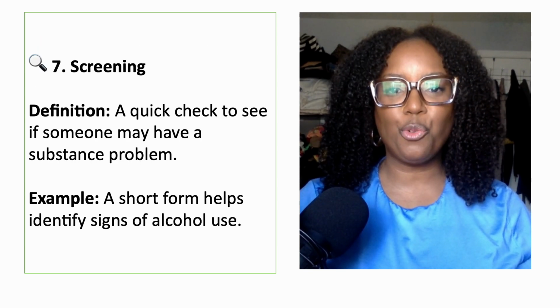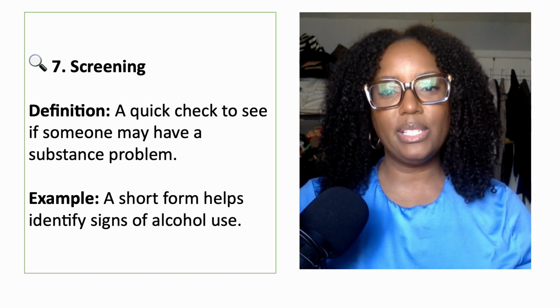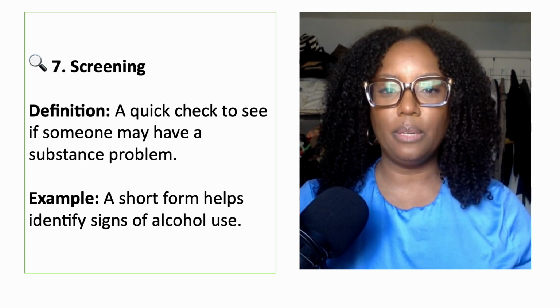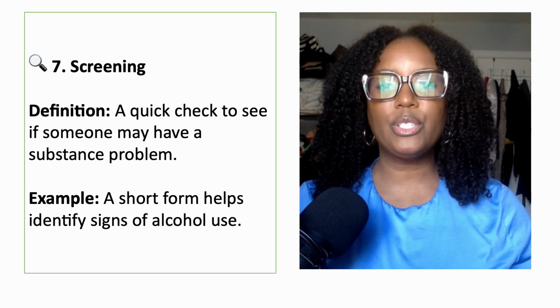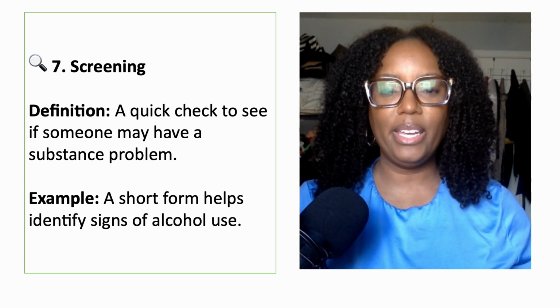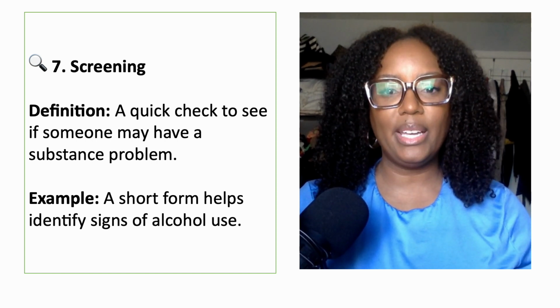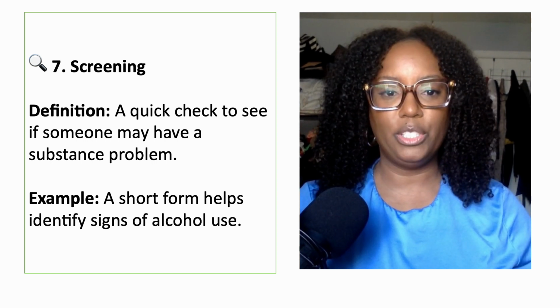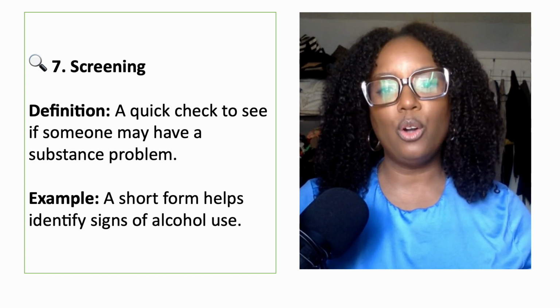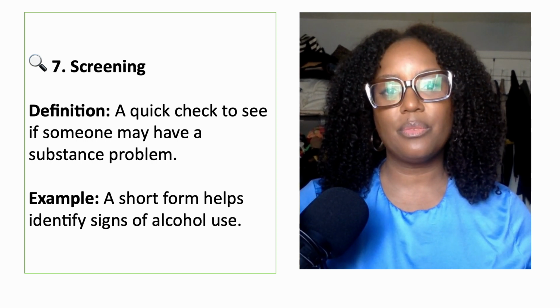Term 7 is screening. This is a quick check to see if someone might need further help with substance use. For example, a counselor might use a short form like the CAGE or AUDIT to see if a client has signs of alcohol misuse. Screening helps figure out who needs a full assessment next.